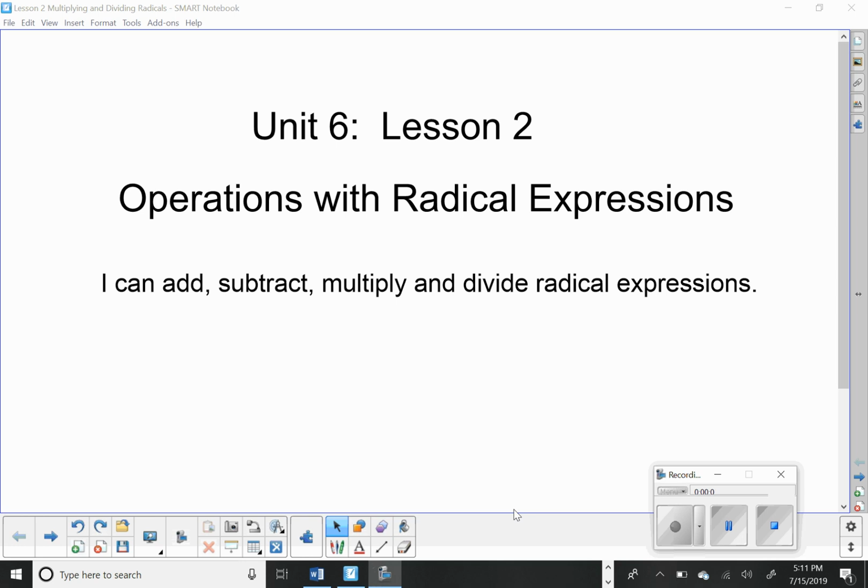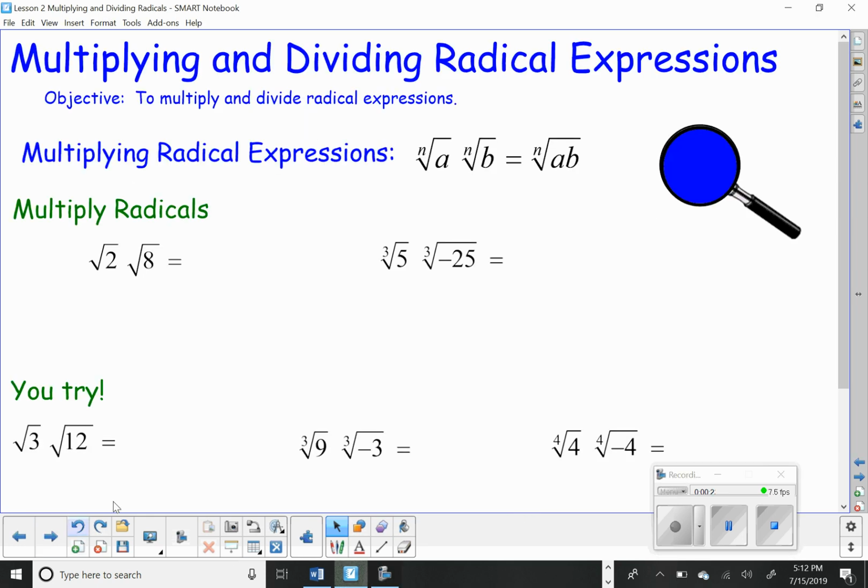Lesson 2, Operations with Radical Expressions. After this, you will be able to add, subtract, multiply, and divide radical expressions. Crazy as that might seem, that's our lesson. Okay, multiplying and dividing radical expressions.